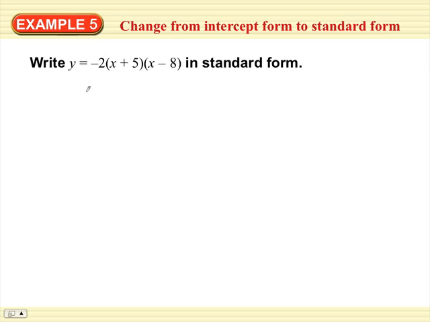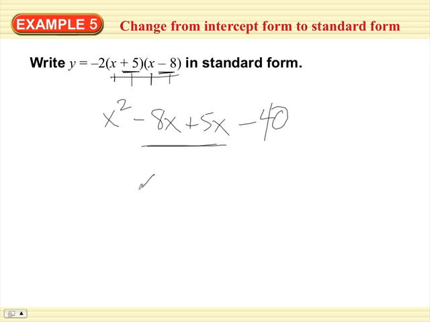Okay, here we go. I would multiply these. I'm going to do it quicker though. First times first gives me X squared. Outside, X times negative 8 gives me minus 8X. Inside, plus 5 and X, plus 5X. And last, 5 and negative 8 becomes minus 40. Put these two things together: X squared minus 3X minus 40.